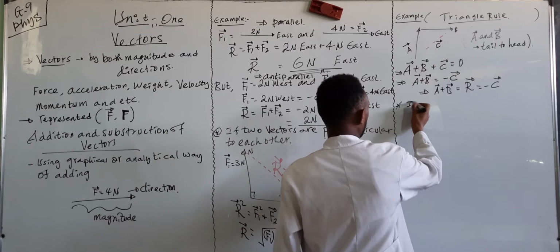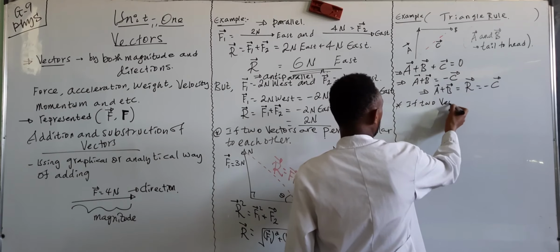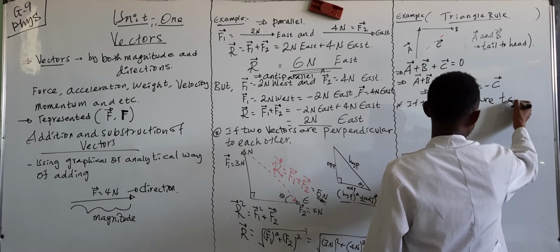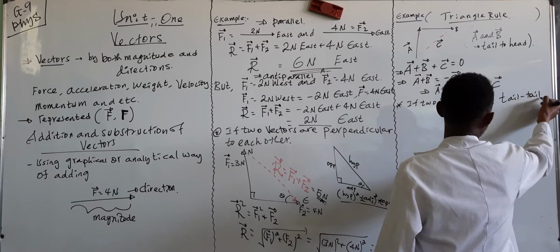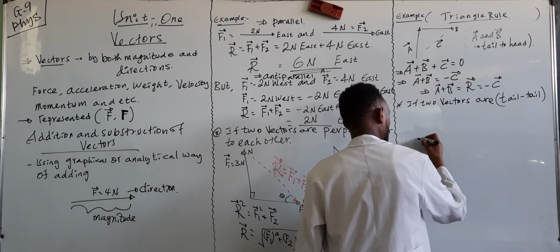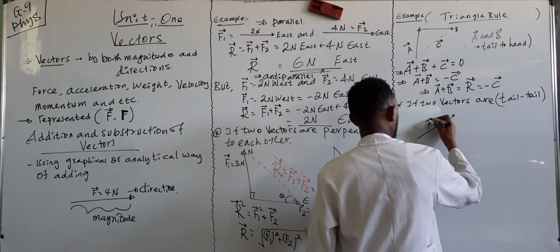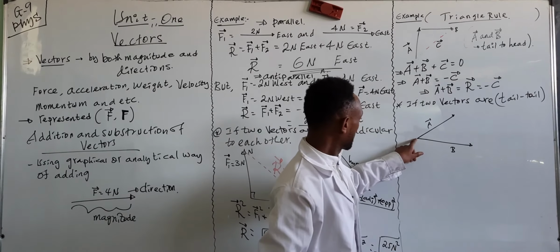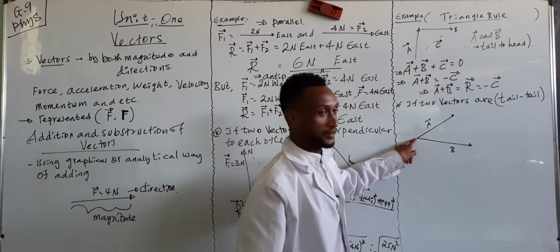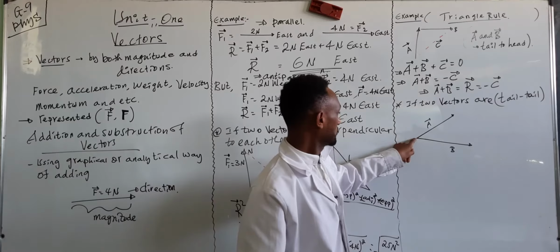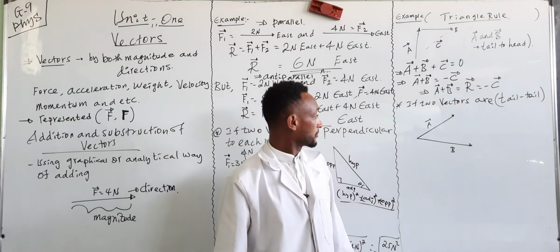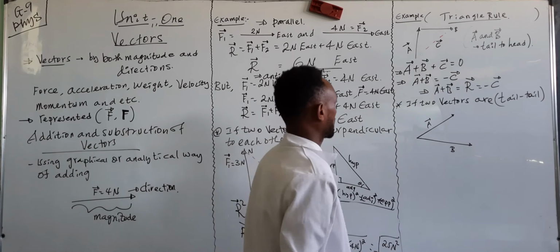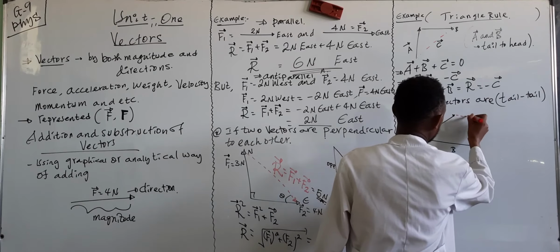If two vectors are combined with each other from tail to tail, assume this one is vector A and this one is vector B, they are combined from tail to tail. In this case we can use the parallelogram rule. Apply that.